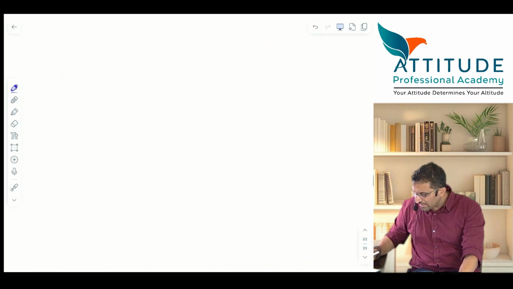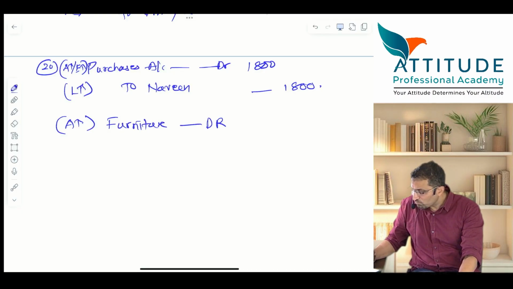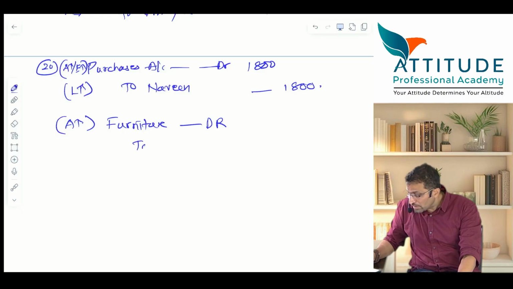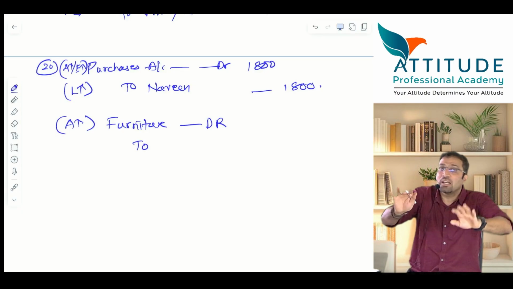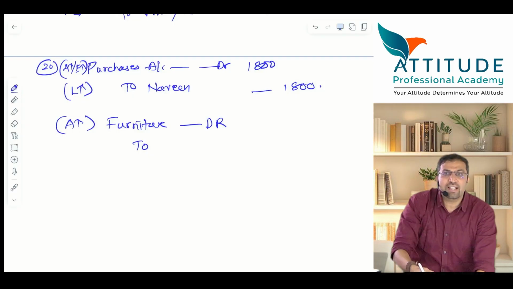Entry will be, tell me. Very good. Asset increases. Furniture account debit. Furniture account debit, asset increases. Clear? To purchases. It is no more. Sir, I treated it as purchases the previous day. No, but it is not your purchase today. It is not your goods.